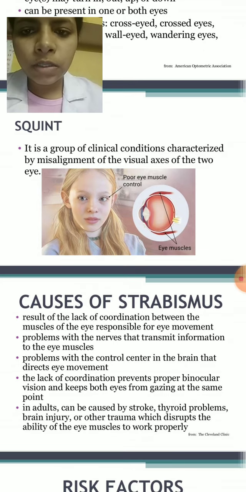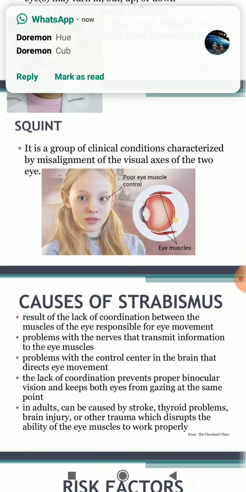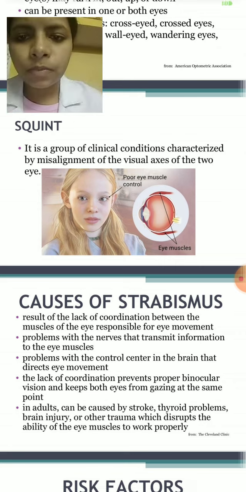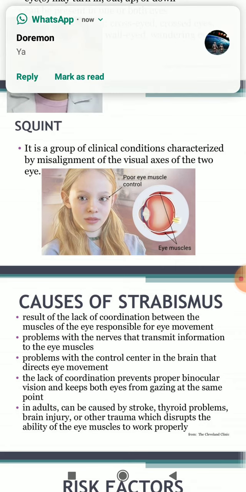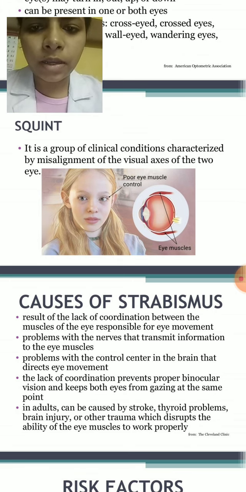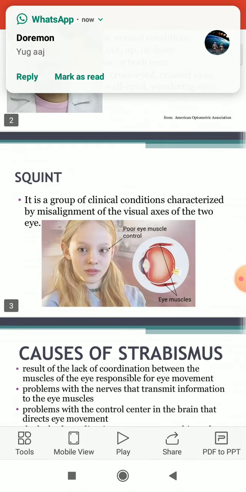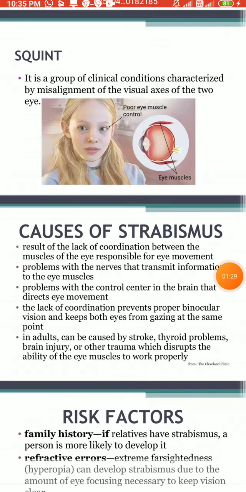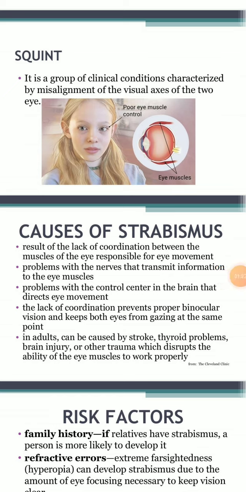Squint. It is a group of clinical conditions characterized by misalignment of the visual axis of the two eyes.